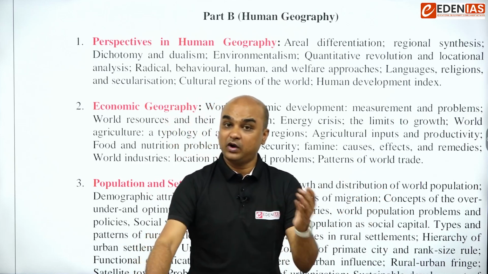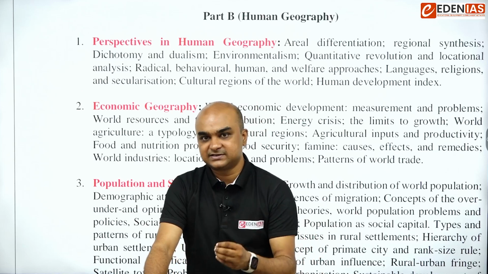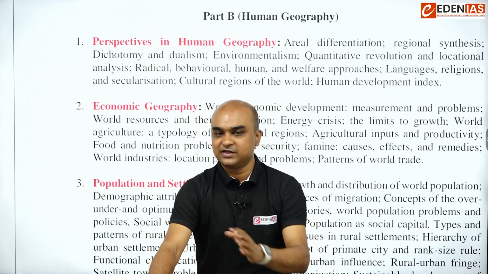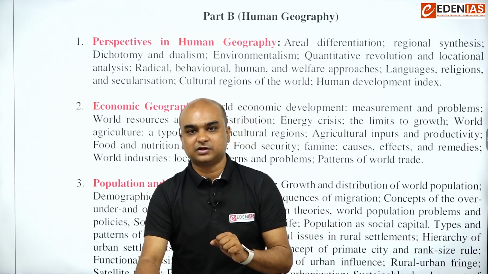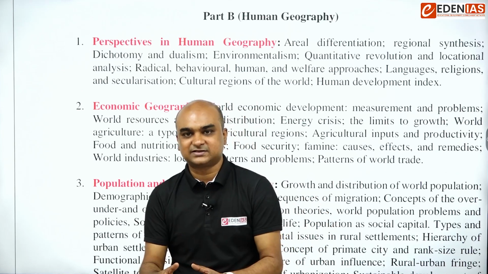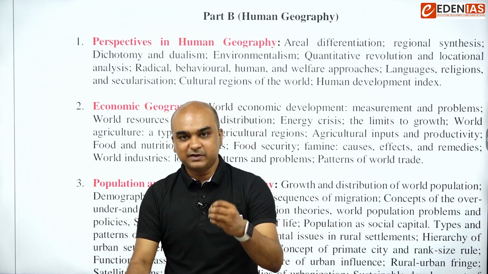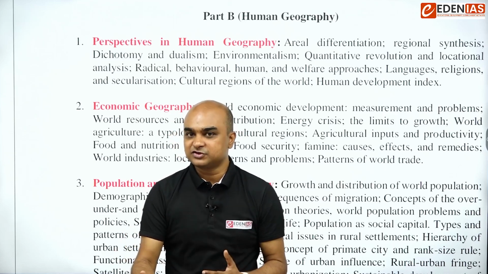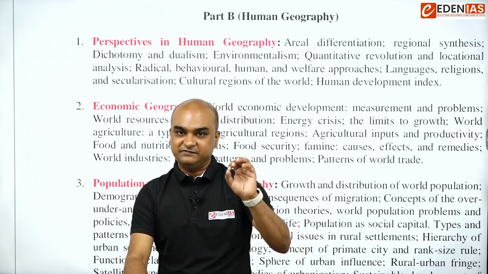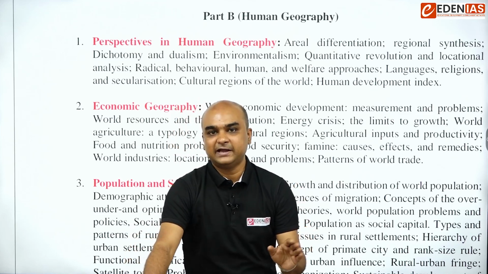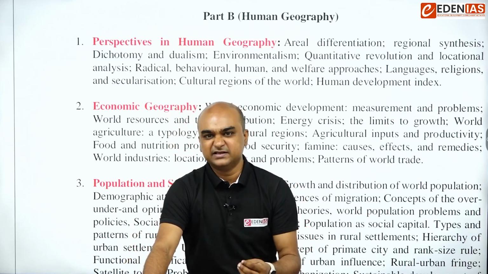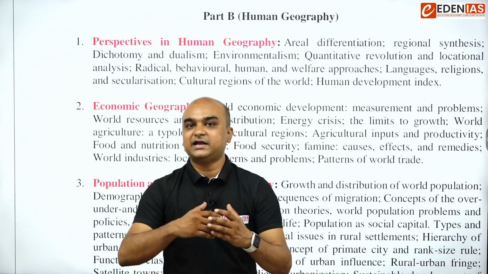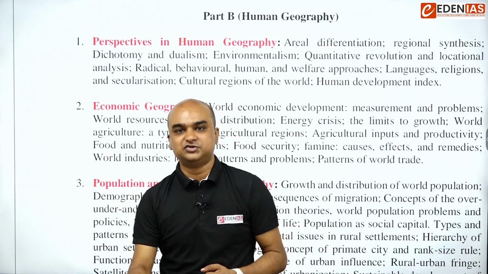Like say for example, once in the 50s and 60s, geography was mostly considered as a quantitative science, and there was a revolution called quantitative revolution, where mathematics, statistics, these were used to explain geographical concepts. But then there was a kind of response to this quantitative approach or quantification of geography, and behavioralism, feminism, radicalism, Marxism, welfareism, all these kind of philosophies evolved in geography.